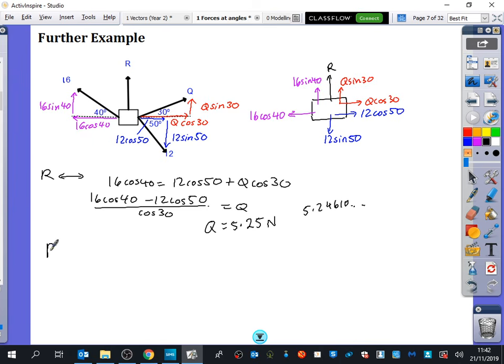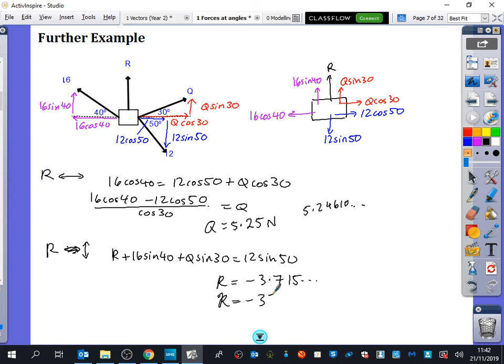Now, up and down. If we now resolve in the up and down, we get R plus 16 sine 40 plus Q sine 30 equals 12 sine 50. So R is equal to 12 sine 50 minus 16 sine 40 minus Q sine 30. And we get minus 3.715. But that's okay, I'm happy with this. So we've got minus 3.72 newtons.